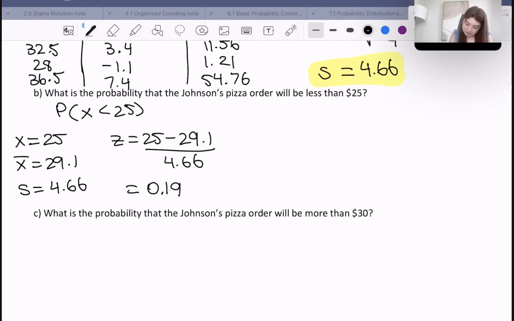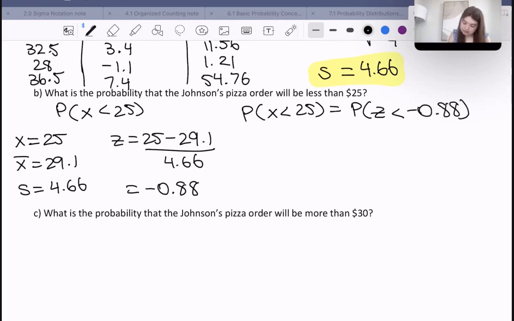So that means the probability that, I think I've done that incorrectly. I have done that incorrectly because we should get a negative number if we do that correctly. That'll be negative 0.88. There we go. That's the right answer there. Okay. So now what we need to do is we need to say, well, the probability of the order being less than $25 is the same as the probability that the Z-score is less than negative 0.88.